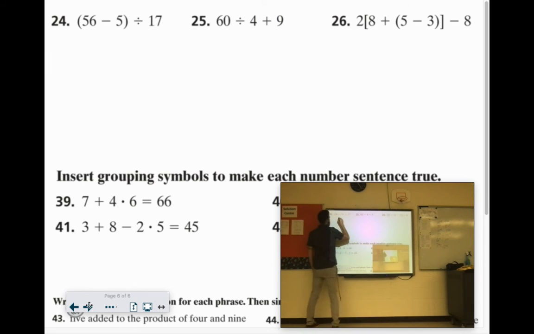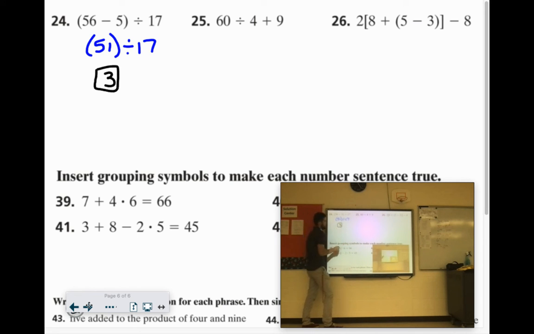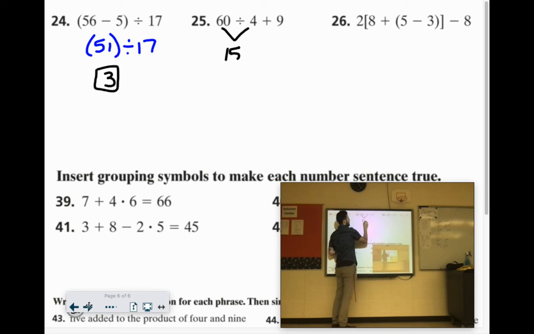56 minus 5 is 51. Divided by 17. 51 divided by 17 is 3. Here we've got division first. 60 divided by 4. Think of a clock. 60 minutes. If you divide it into 4 chunks, it's 15-minute chunks. And then 15 plus 9 gives you 24.